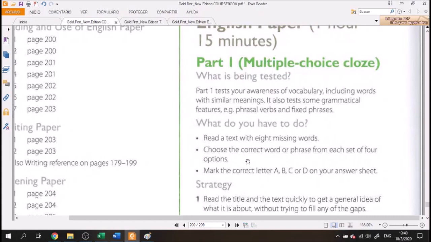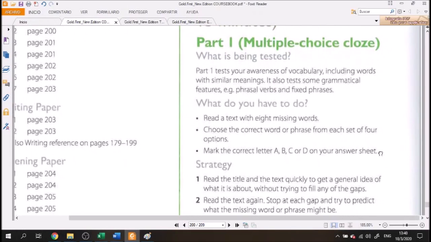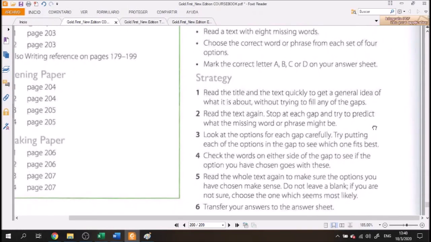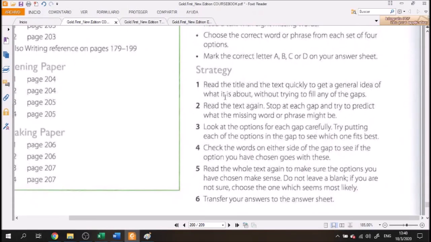Choose the correct word or phrase from each set of 4 options. Only one is correct, remember that, only one possibility. Then mark the correct letter A, B, C, or D on your answer sheet. Okay, today we didn't deal with answer sheets. Strategy for this activity: read the title and the text quickly to get a general idea of what it is about, without trying to fill any of the gaps.